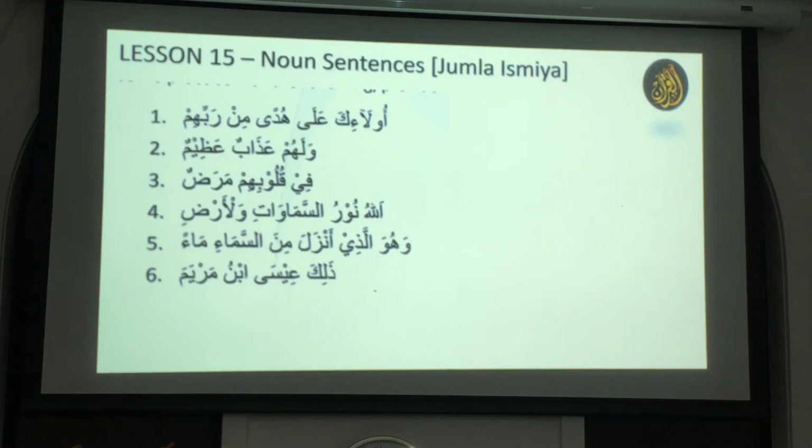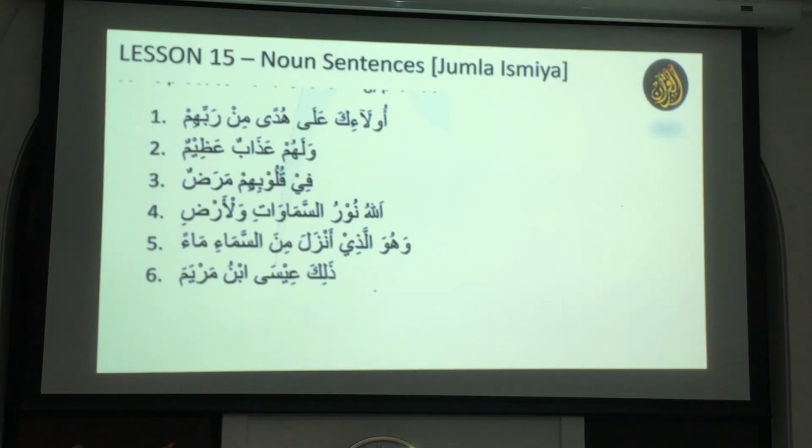Those are the ones who have the mercy from their Lord. I mean, the Rabbihim, the guidance from the Lord. Everybody understand? Yes. Okay, next one. Walahum azabun azimun. Walahum, forget about the wa, it means and.